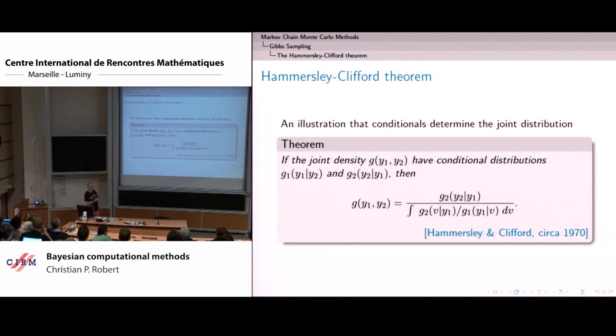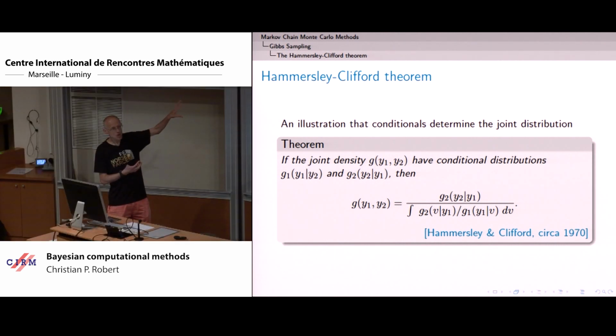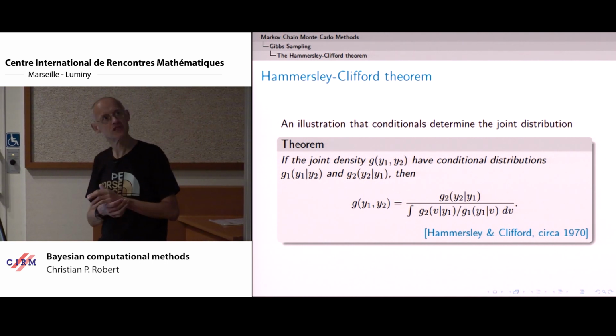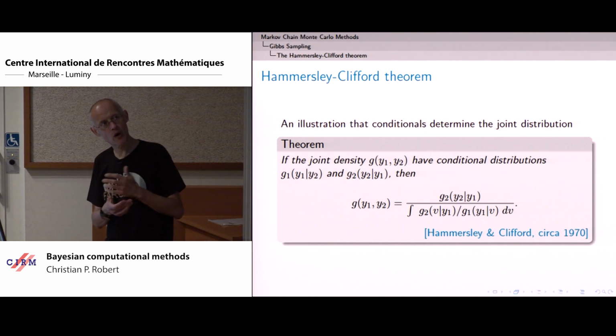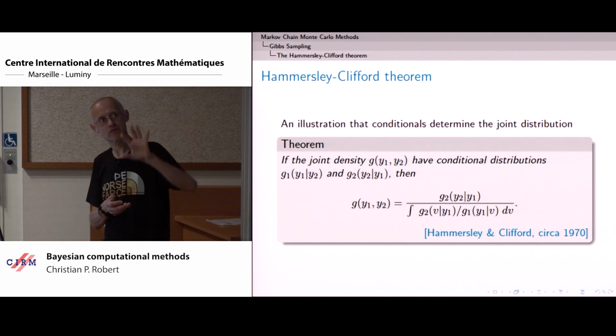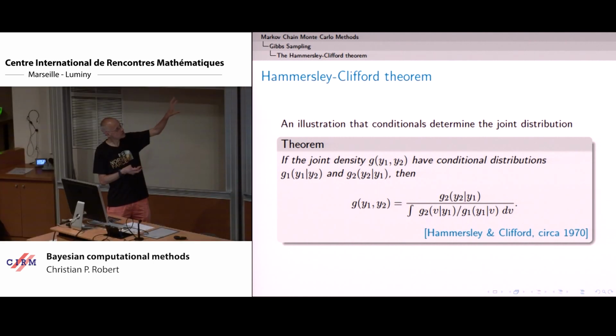For instance, if you have a bivariate target, g of y1 and y2, then I can write the joint only through the full conditional. That is g2 divided by the integral of g2 over g1 in y1, which is the marginal in y1, or the inverse of the marginal in y1. So mathematically, I have this equality, and it means that I can write the joint from both full conditionals.